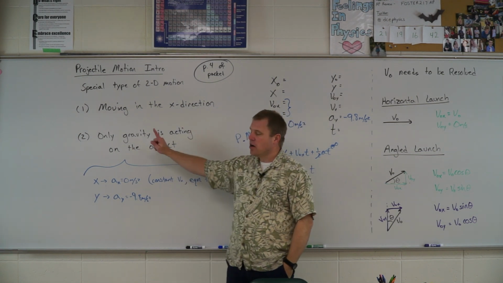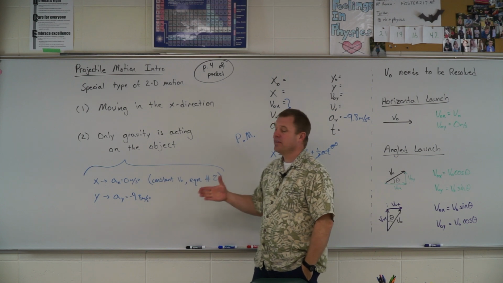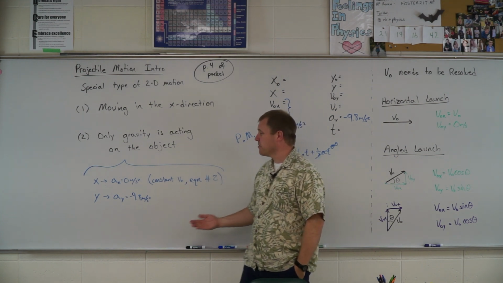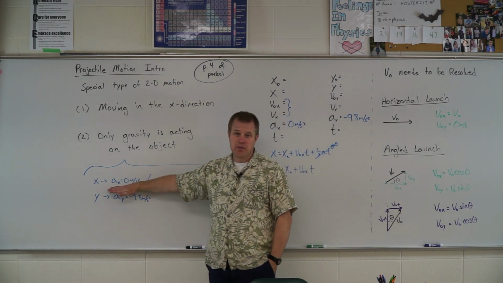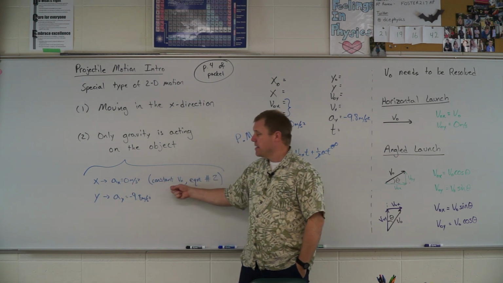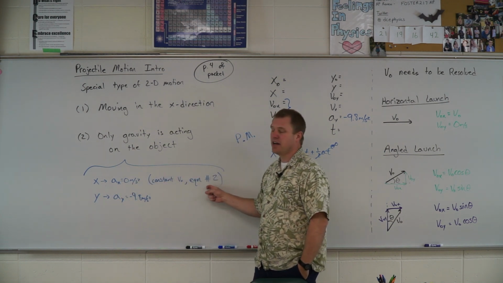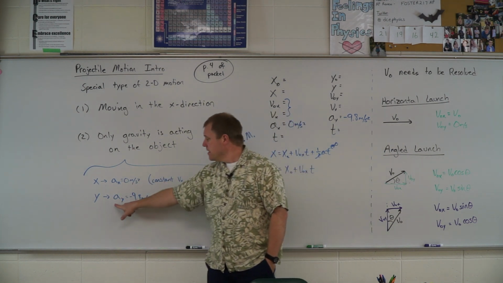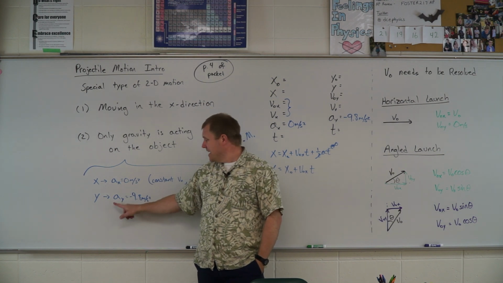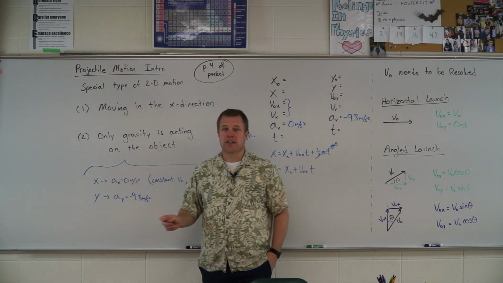Now this condition that only gravity acts on it, well, that means there's only acceleration from gravity, meaning the x component of the acceleration is going to be 0, meaning I have a constant velocity in the x direction. I'm using equation number 2. The acceleration in the y direction is negative 9.8 meters per second squared.